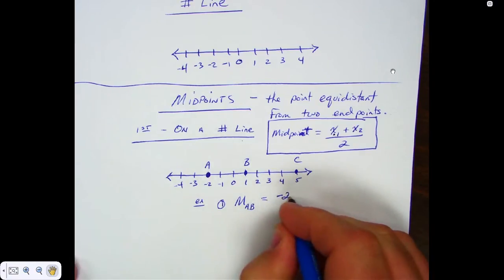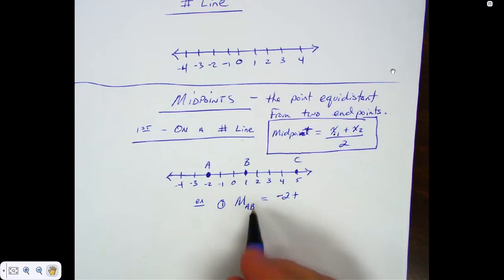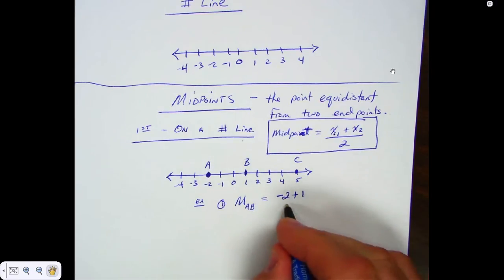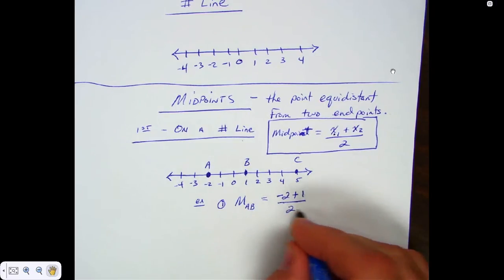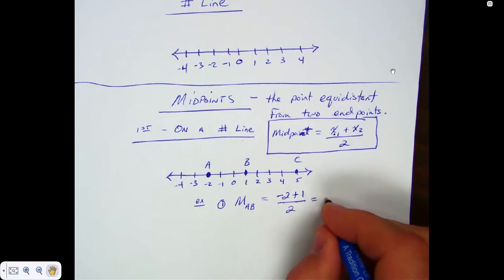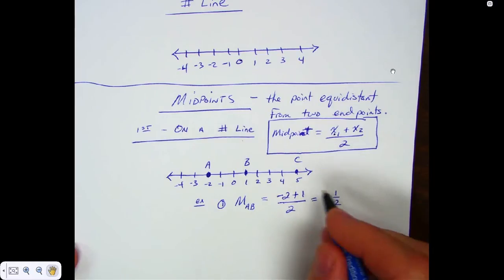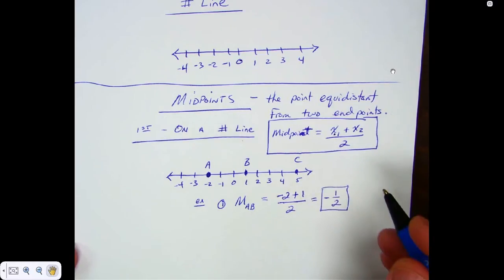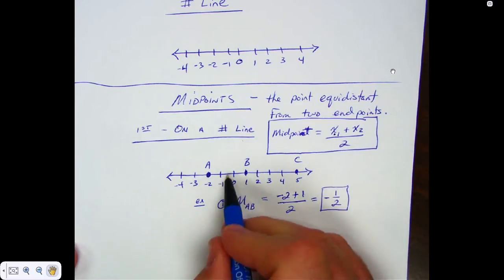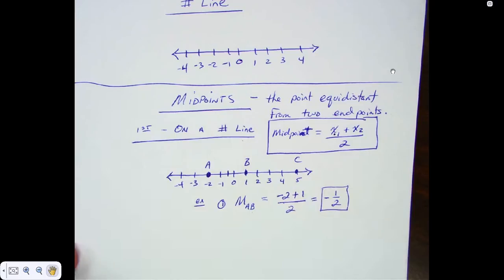So -2 plus, what is the coordinate of B? All of that divided by 2, what do you get? -1/2. That is where the midpoint of these two is. Now if you think about that, that's about right there, isn't it? That pretty much looks like it's right in the middle, doesn't it? It's 1.5 from here, 1.5 from here. Make sense?